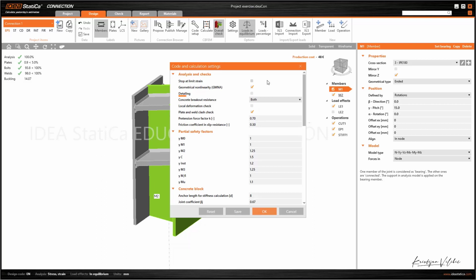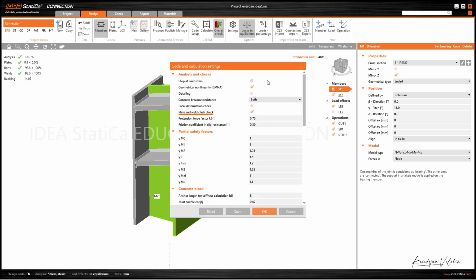Detailing. Activating this option checks the minimum distances on the connection, which must be in accordance with the design code. This refers to the distance between the bolts and the distance from the bolts to the edge of the connecting end plate. Concrete breakout resistance. This option checks the failure of the concrete cone when checking the tension-loaded anchors, which are anchored in concrete. Local deformation check. It is an additional check of local deformations of pipe profiles for the serviceability limit state.